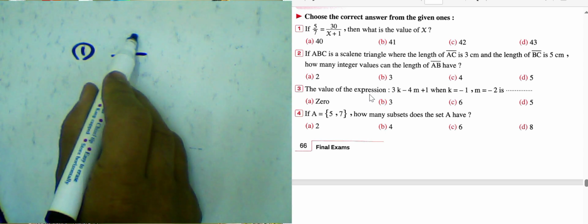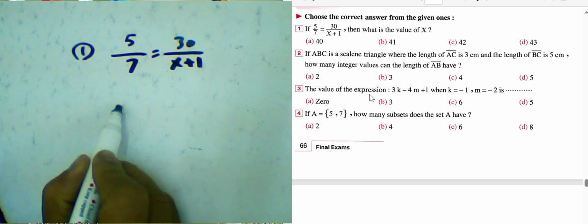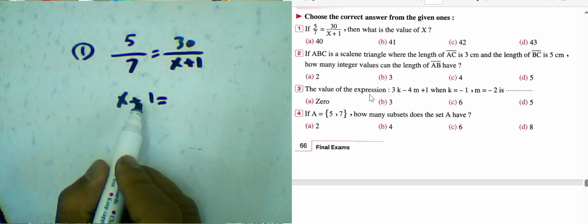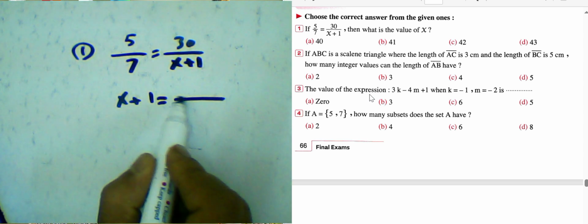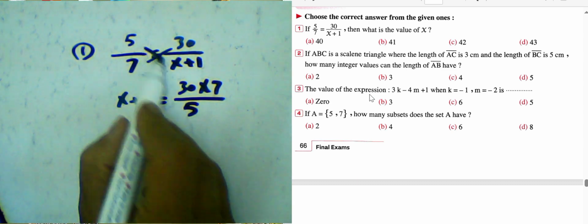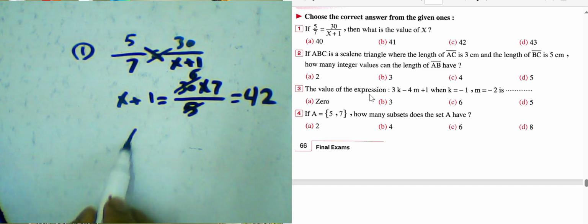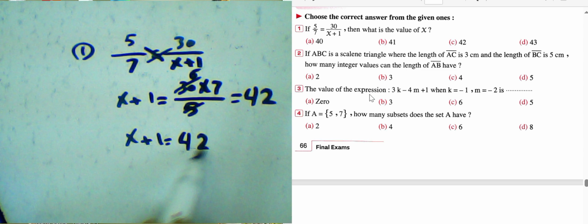Second group, choose the correct answer. Number 1: 5 over 7 equals 30 over x plus 1. What is the value of x? We know the product of extremes equals the product of means. Then 30 divided by 5 is 6, and 6 times 7 equals 42. So x plus 1 equals 42, so the value of x equals 41.